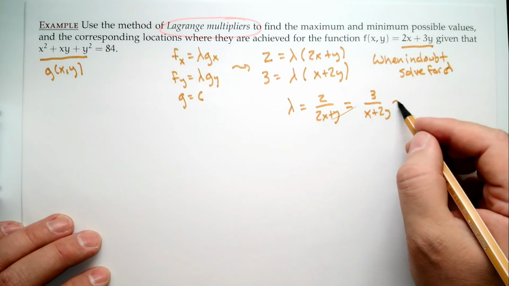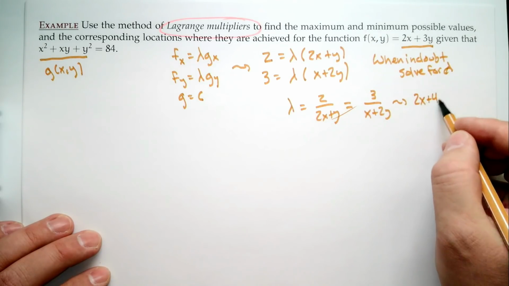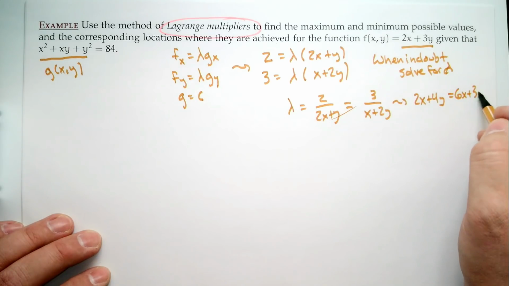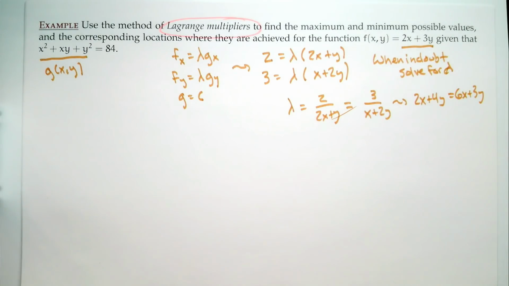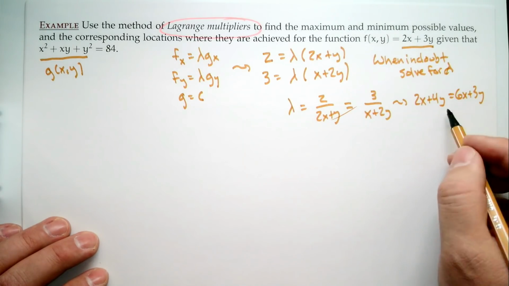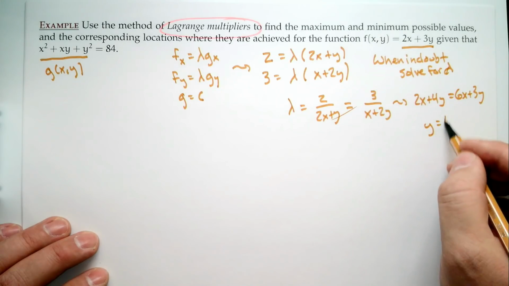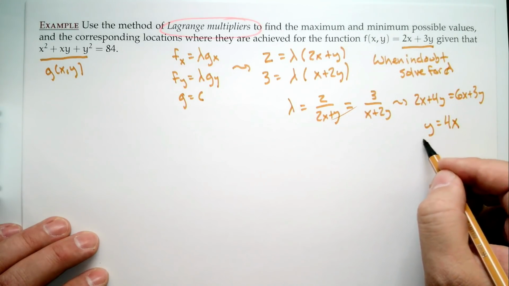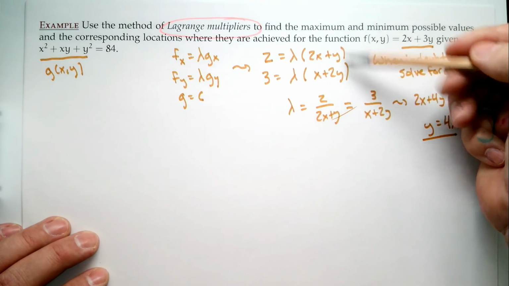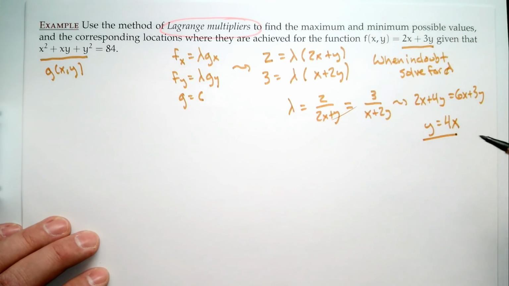And what do you get? Well, you'll get 2x plus 4y is equal to 6x plus 3y. And clean that up, move stuff around. We can subtract 3y, we can subtract 2x. We'll get that y should equal 4x. Now, this is a new constraint. From our equations, f sub x equals lambda g sub x and f sub y equals lambda g sub y, we have a new relationship.